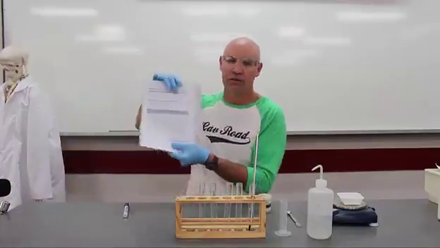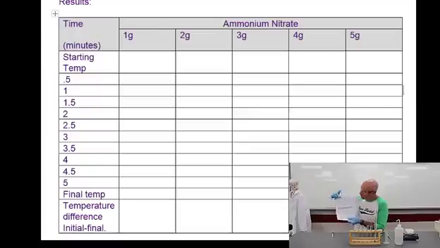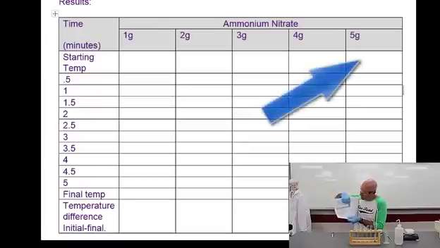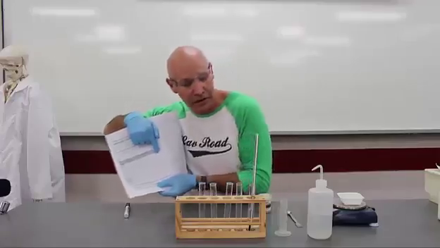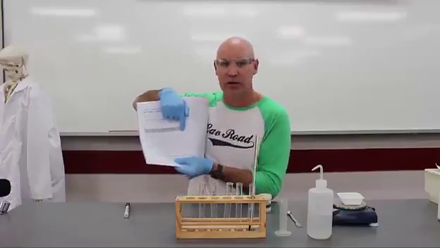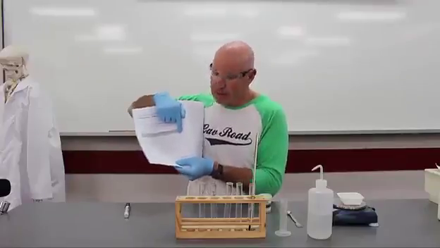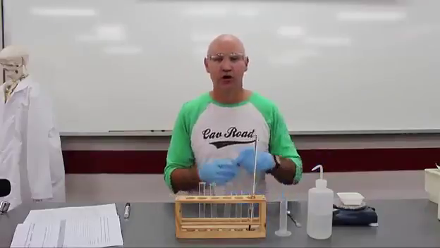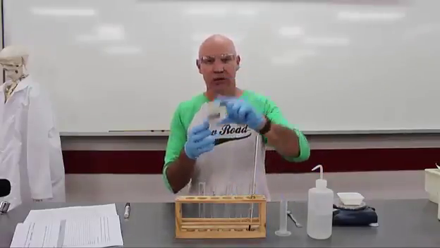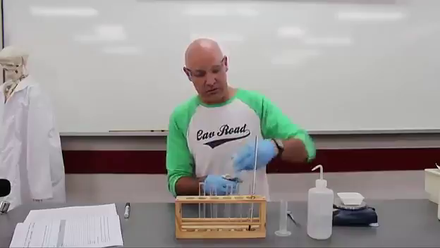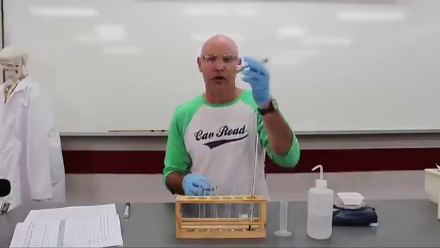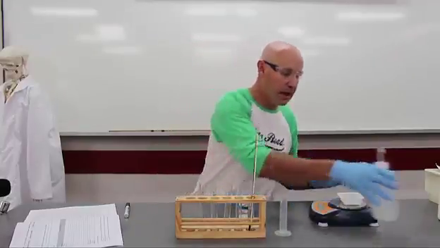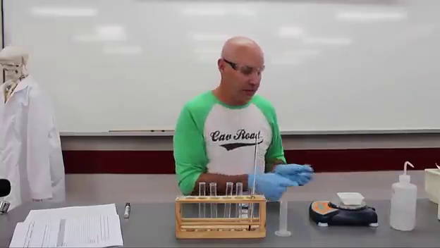So your results table is here in your book. Okay, for 5 grams, the starting temperature. I'm going to wait for that to go down to our starting temperature before we start. And then, whilst we're doing that, we're going to weigh out our ammonium nitrate. So we're going to have those in these little jars, and we're going to use a spoon, and of course we're going to use a mass balance.